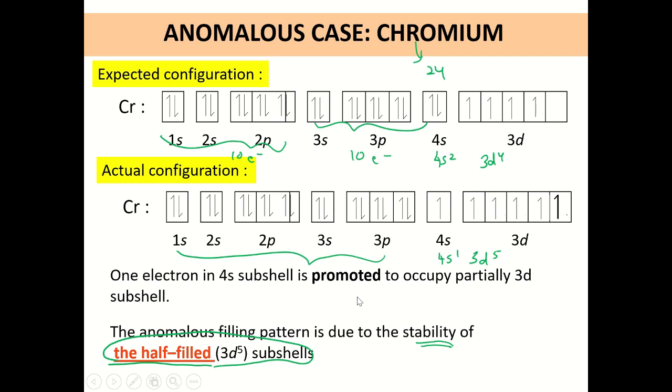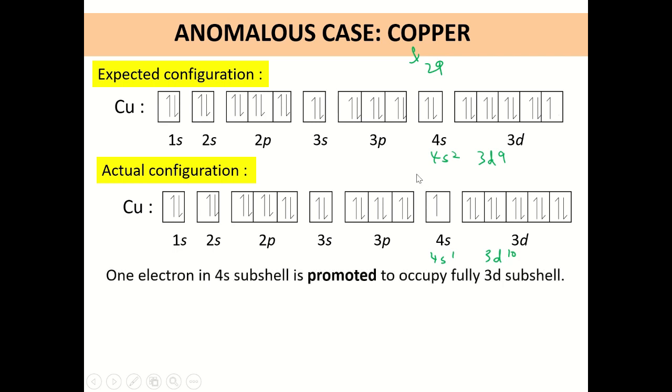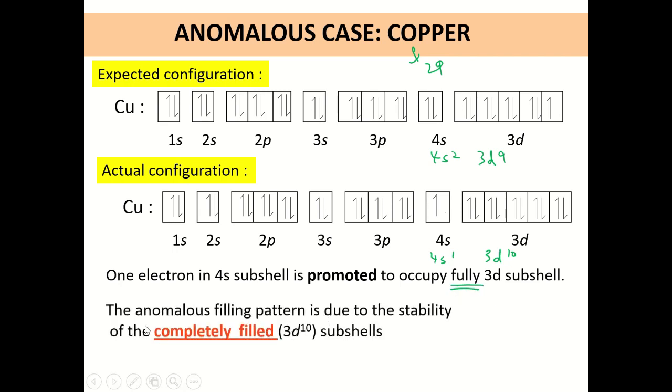Meanwhile, for copper, since it contains 29 electrons, you can expect the expected configuration to be 4s2 3d9, but this is not the case. The actual configuration will be 4s1 3d10. For the same reason, one electron from the 4s orbital is promoted to occupy the 3d subshell fully. This is due to the stability of the completely filled 3d subshell.